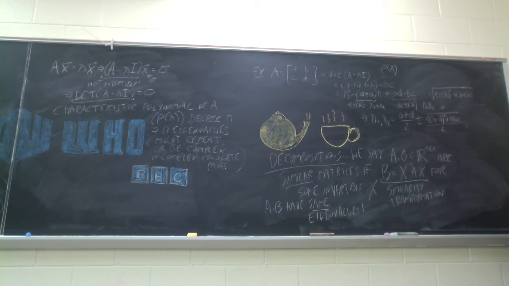Now, A, in our case, can be anything. What kind of matrix do we want it to be similar to in order to be able to just read off the eigenvalues?